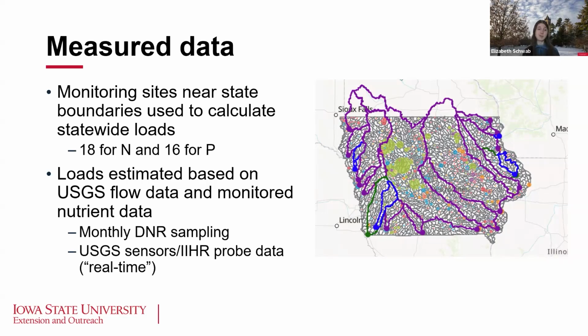These nutrient loads are estimated based on USGS flow data and monitored nutrient data, which comes either from monthly sampling conducted by the DNR or, when available, from USGS sensors and the University of Iowa's water quality probe data that provide real-time data. The real-time data is used when available, and when it's not, monthly samples are extrapolated throughout the time period. That gives our partners the ability to calculate these statewide loads, which we then display on the dashboards, which I briefly showed previously.